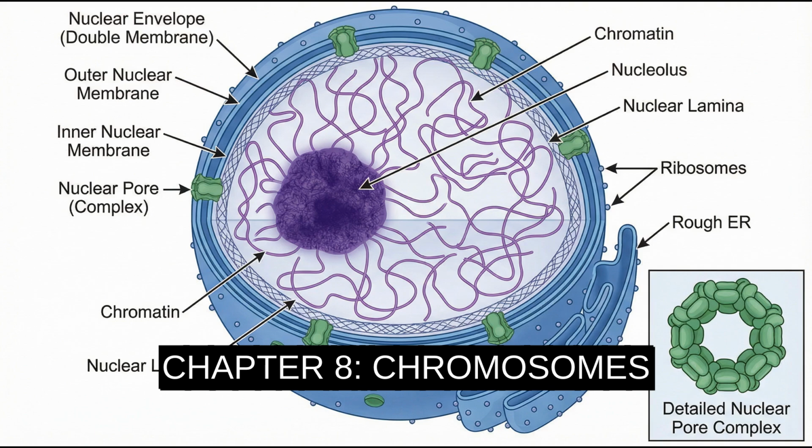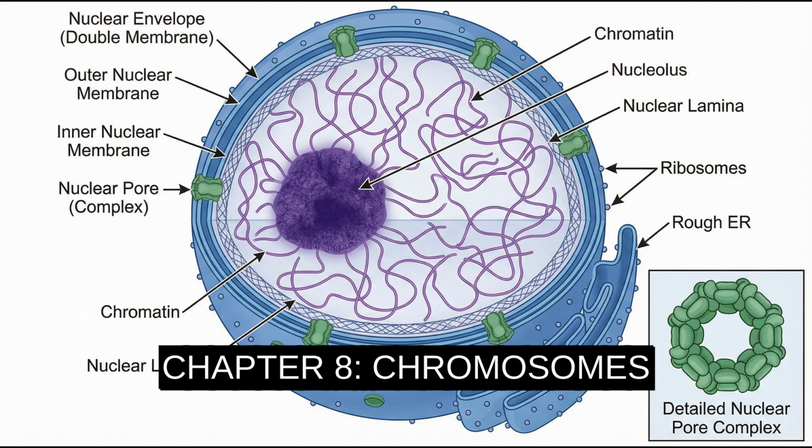Chapter 12: Cell secretion. Constitutive secretion is continuous and releases proteins like extracellular matrix components. Regulated secretion occurs in response to signals and releases hormones, neurotransmitters, and enzymes.